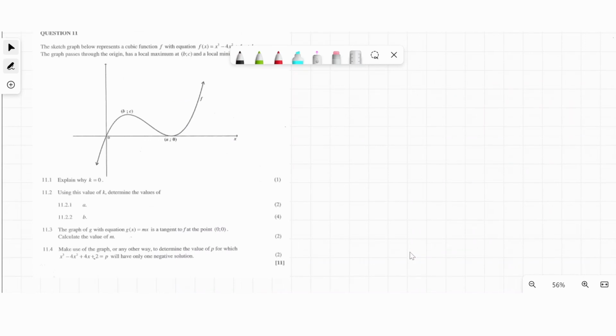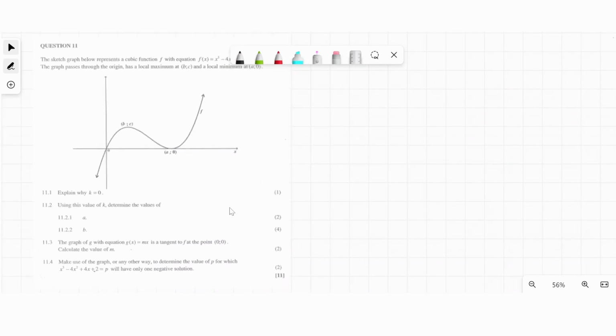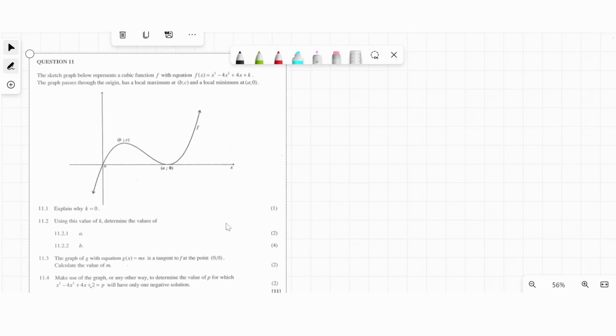So now moving to question 11, it doesn't show properly. It says the sketch below represents a cubic function f with an equation. Then they give you the equation. Then they say the graph passes through the origin and has a local maximum of b, c and a local minimum of a, 0. So the first question says explain why k is equal to 0.